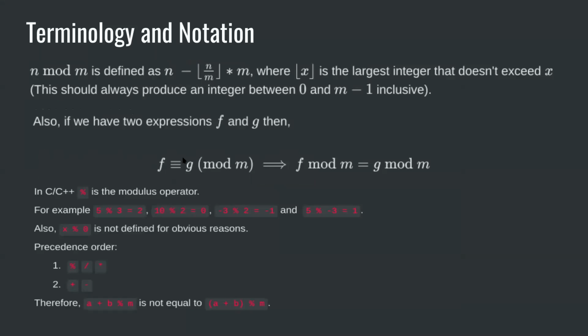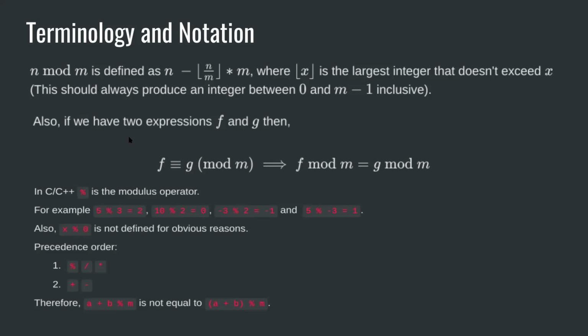So the modular arithmetic part. What is the mod operation? n mod m is defined as the remainder of n when we divide it by m. This is mathematically equivalent to n minus floor of n by m, times m. You can think of it like this: n by m is the quotient, and you multiply it by m, and this gives the remainder when subtracted from n. So it is equivalent to this.